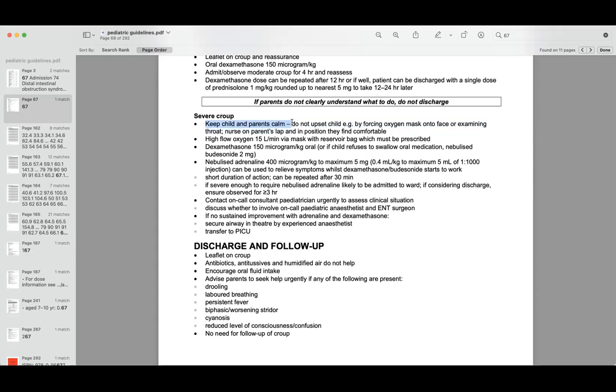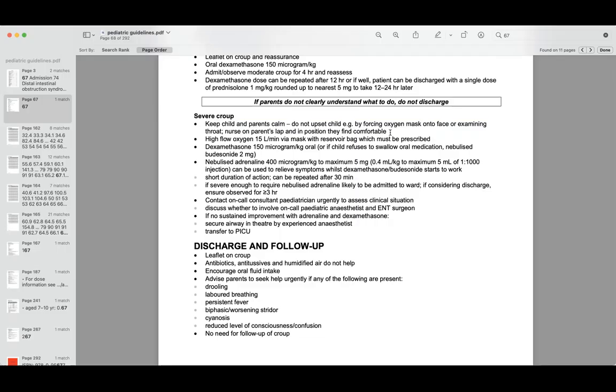Keep the child and parents calm. Do not upset the child, even by forcing an oxygen mask onto the face or examining the throat. When you tell nursing, there we said we should nurse head up. Here you should say nurse on the parent's lap, and in a position they find comfortable. The most comfortable is the parent's lap. Even I have seen many pictures in other books in epiglottitis.